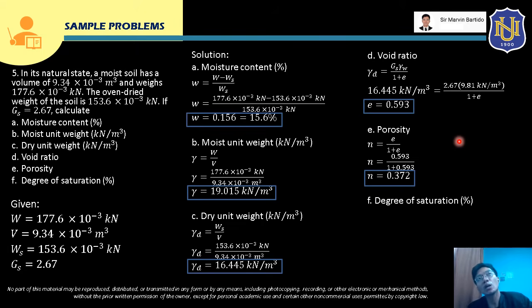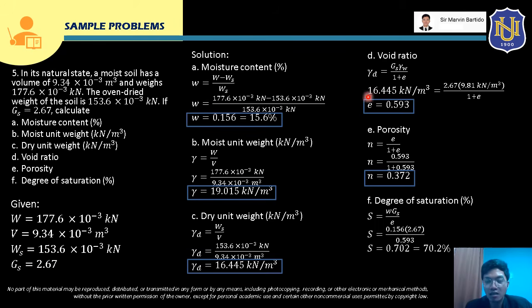So pwede natin gamitin dito, class, yung G W equals S E. Meron tayong G, meron tayong W, meron tayong E. Therefore, we can solve for S. So from G W equals S E, S equals W times G sub S over E. Yung W, class, ay 0.156. Yung G sub S natin ay 2.67. And then yung E natin, ito. Okay, so solving for degree of saturation, this is 0.702. Or, class, percentage yung hinahanap dito, so pwede mo siyang gawing 70.2%. So this is already the answer, class, for letter F.